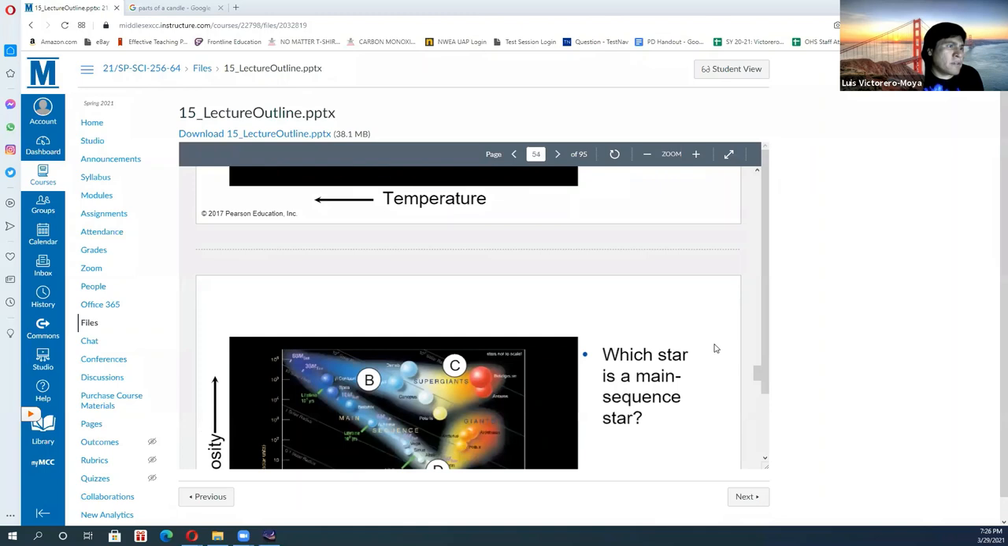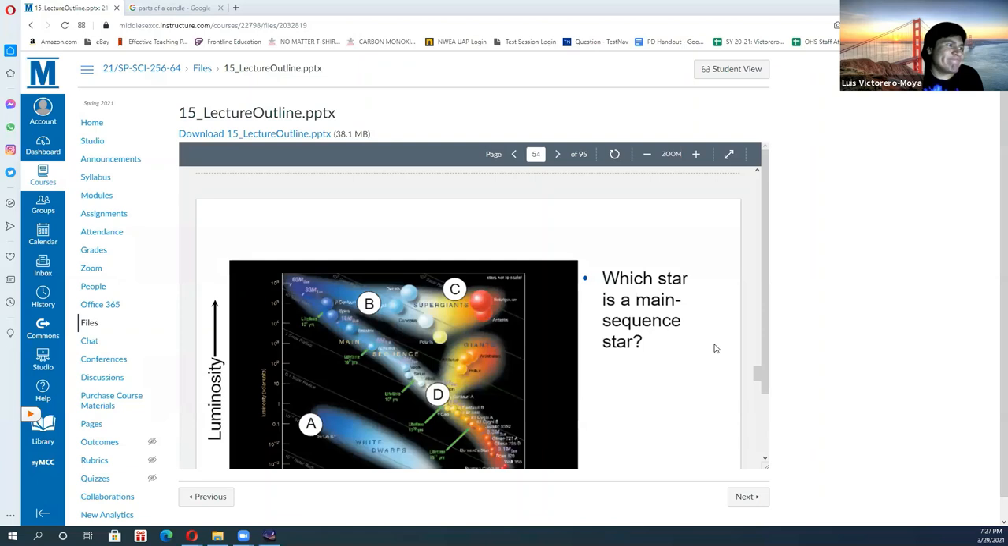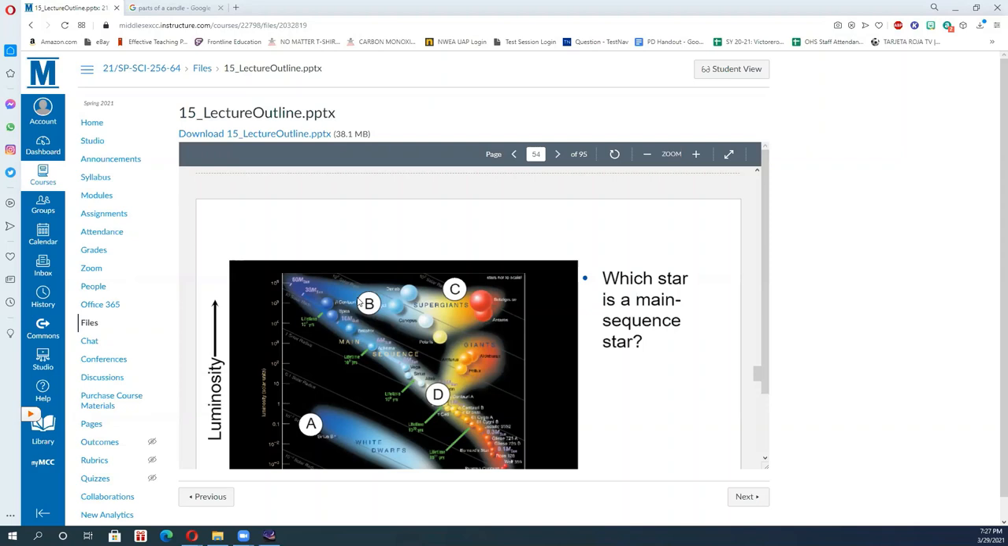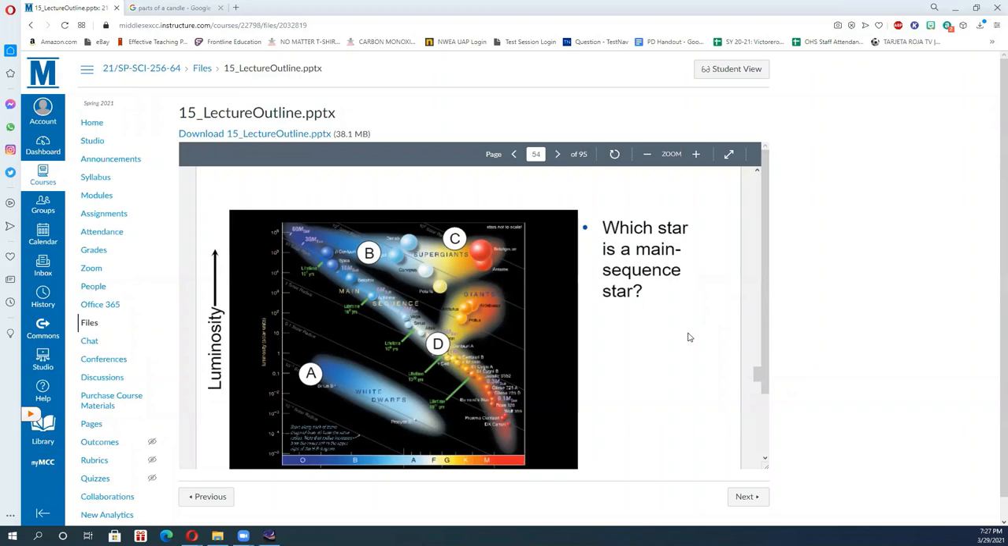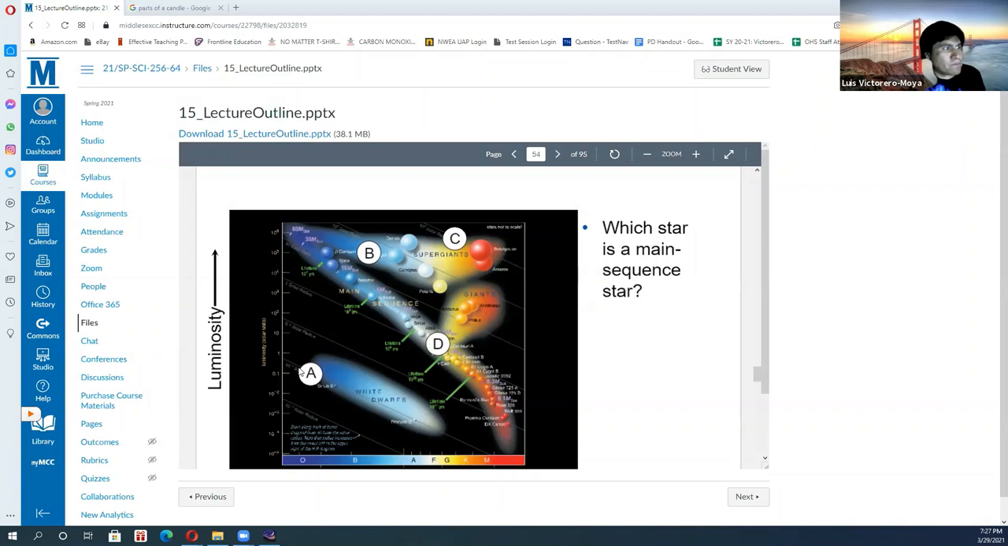Which star is in the main sequence? That's D. Very good. What classification will be B? It can be either a main sequence, a giant, a supergiant, or a white dwarf. So what's B? Supergiant? Yep. What about A? That would be a white dwarf. That's the thing about white dwarfs. They are very, very hot, but because they are very, very small, the luminosity is less than the sun, for example.